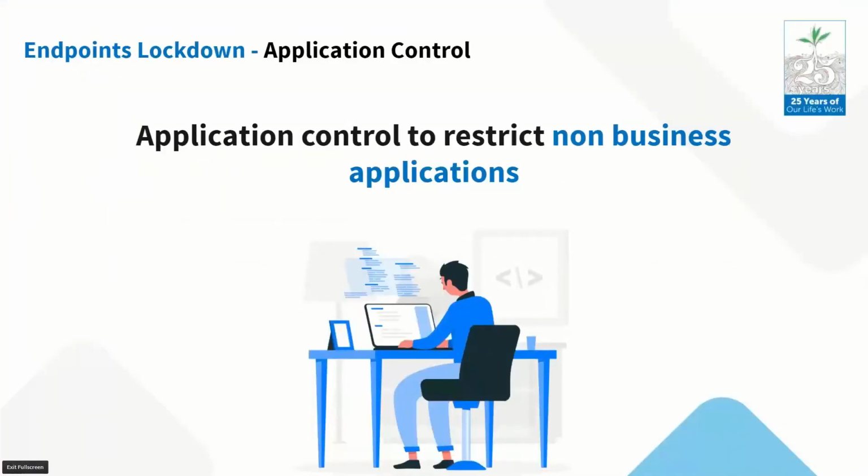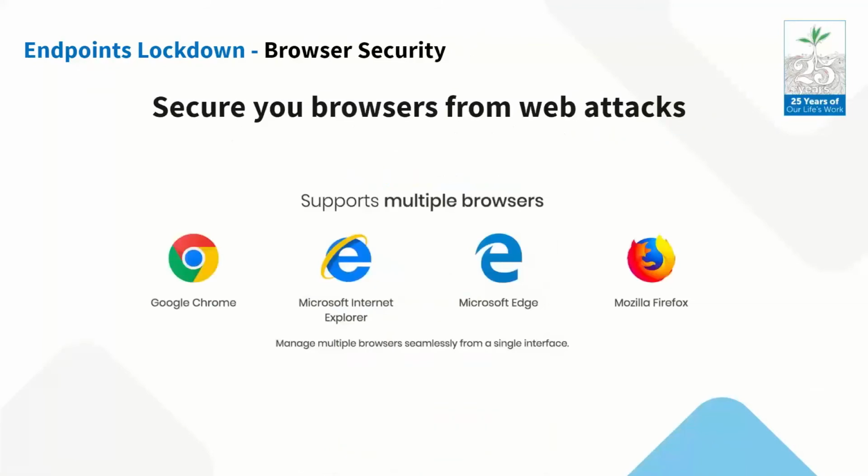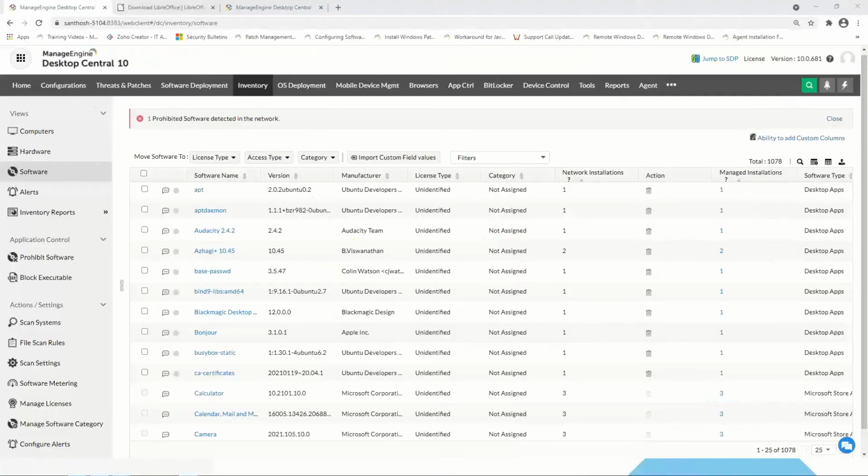Moving on, the other important thing to secure is browser security. Since John's endpoints are all in a remote workforce, it's important to secure the browsers, right? To secure the browsers, we can use the browser add-on inside Desktop Central. We support Chrome, IE, Microsoft Edge, and Firefox at this moment, and these browsers are supported in our browser security. Let me take you to the product.